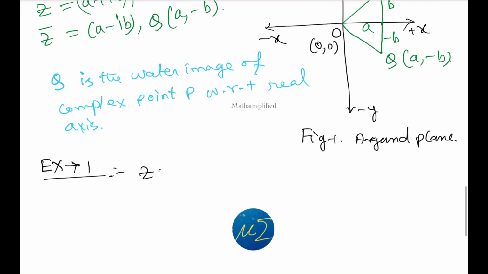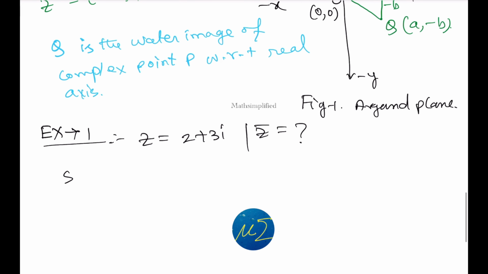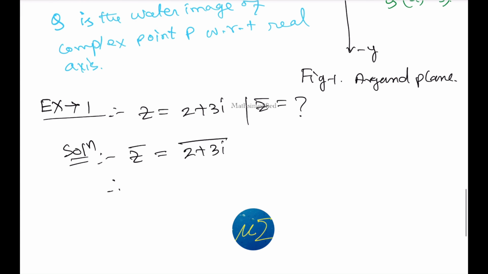Say our complex number z equals 2 plus 3i. Now calculate its conjugate value. So our solution will be: z bar, the conjugate of this complex number, equals the conjugate of 2 plus 3i. Therefore z bar equals 2 minus 3i. This is our final answer.